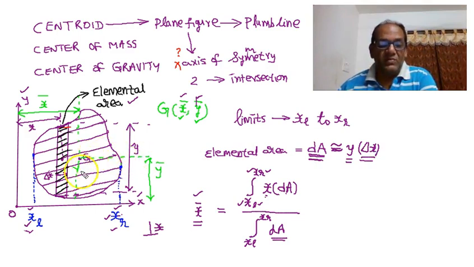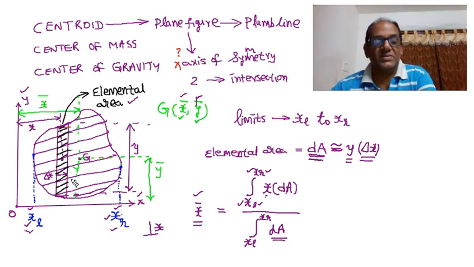Note here that when we want to find the x coordinate of the centroid, the elemental area considered is perpendicular to the x-axis. Similarly, when we want to find the y coordinate of the centroid of this plane figure, the elemental area we consider will be perpendicular to the y-axis. We'll see a little example here. We'll take a very simple geometric figure, a rectangle, and try to see whether this gives the expected centroid.